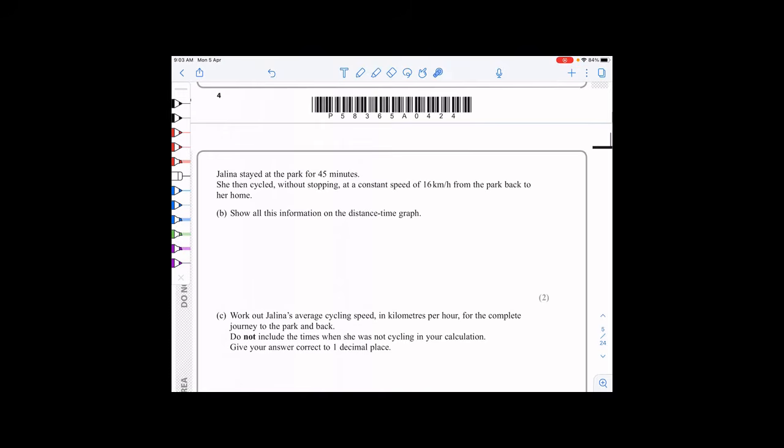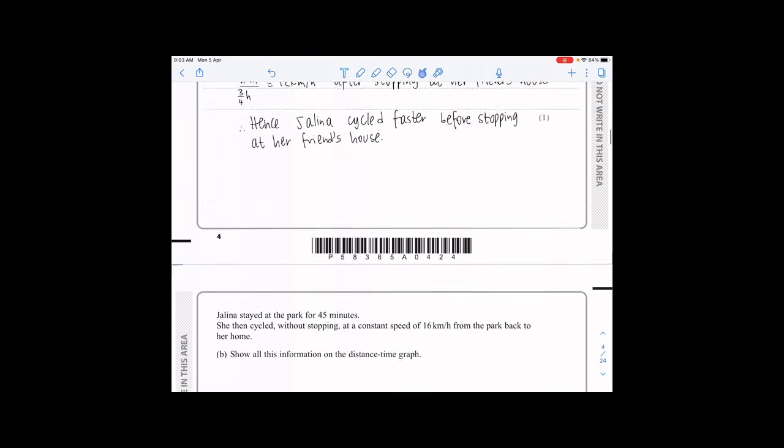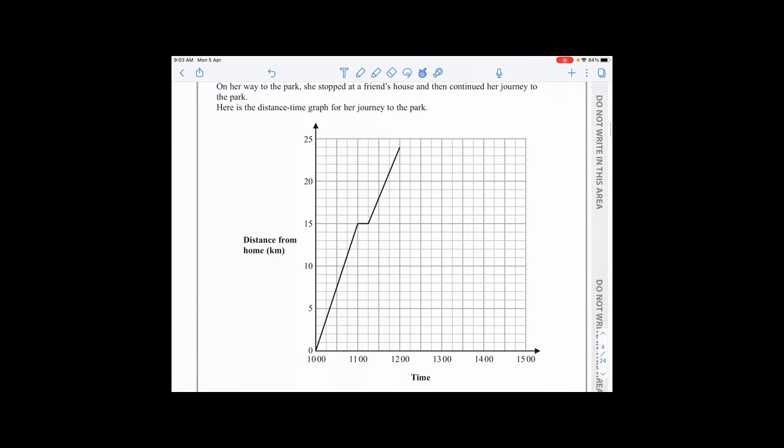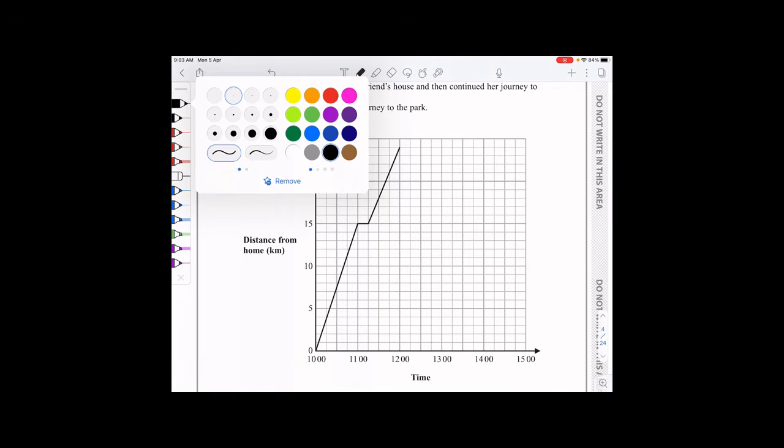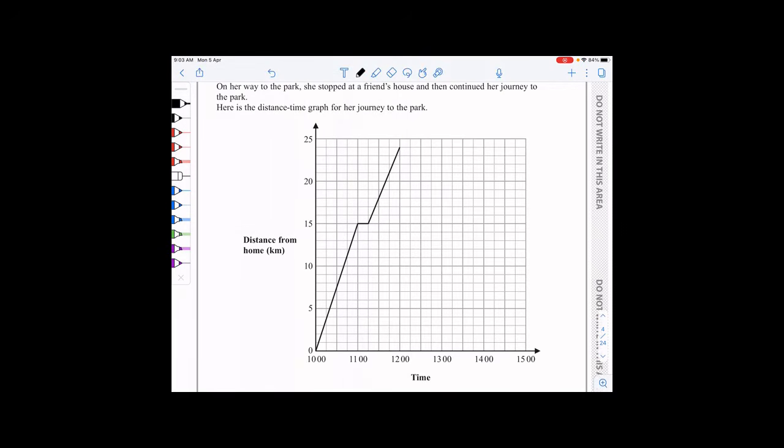And then Jalina stayed at the park for 45 minutes and then cycled without stopping at a constant speed of 16 kilometers per hour from the park back to her home. We need to show this information on the distance time graph. Now, the stopping for 45 minutes is just gonna be a horizontal line. So for 45 minutes means that from 12 up to 12:45. So it's gonna be something like this.